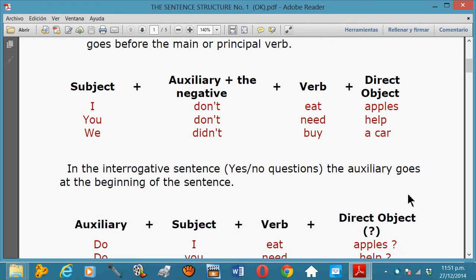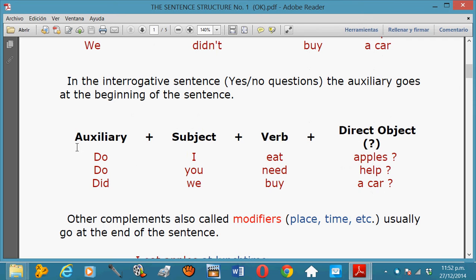Okay? In the interrogative sentence, in this case the yes/no questions here, the auxiliary goes at the beginning of the sentence. For example, the auxiliary, do or did, then the subject, the main verb, and the direct object with the question mark. Do I eat apples? Do you need help? Did we buy a car?